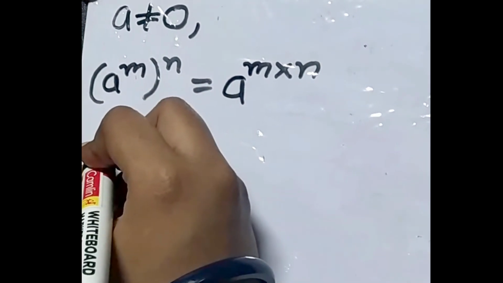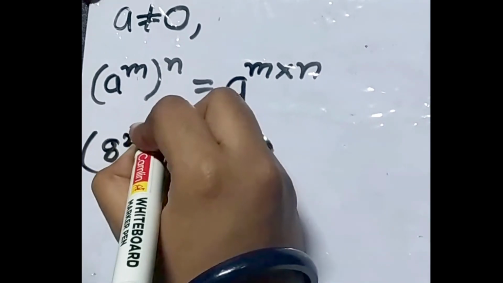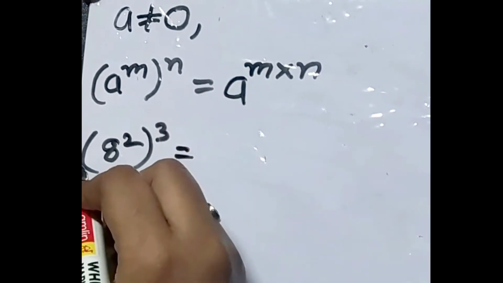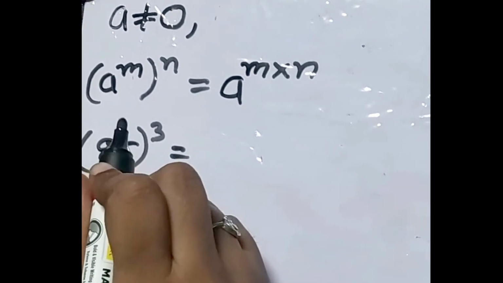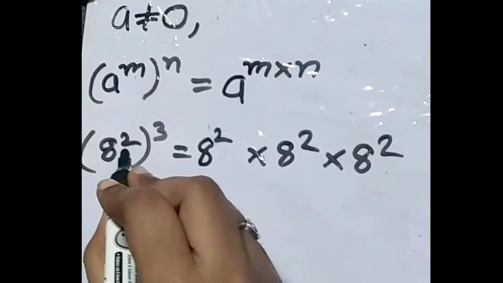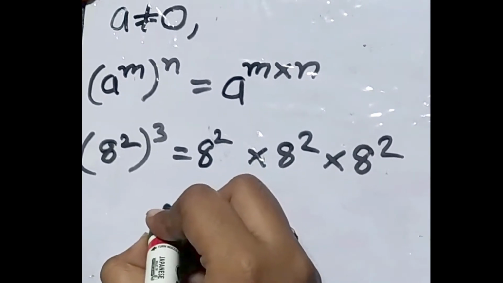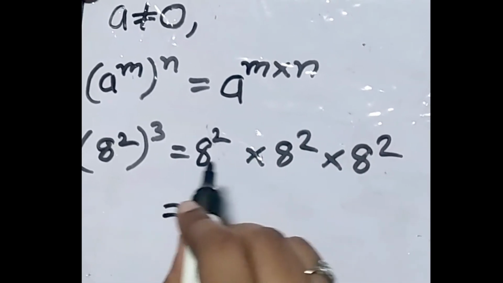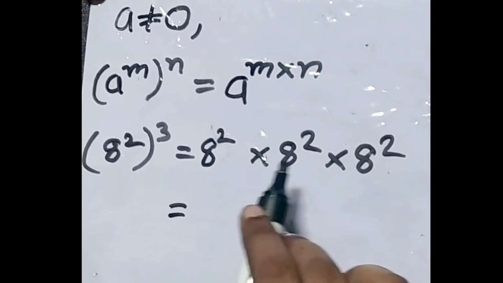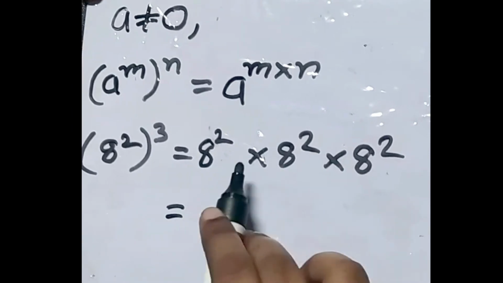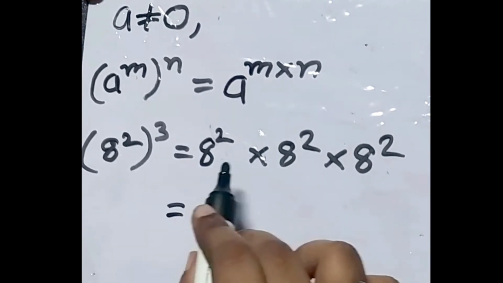See this example: 8 square the whole cube. This means 8 square is multiplied again and again with itself, 3 times. So 8 square the whole cube means 8 square into 8 square into 8 square. Here the base is the same in everything, the base is 8, and there is a multiplication sign in between. So we can add all these indices.